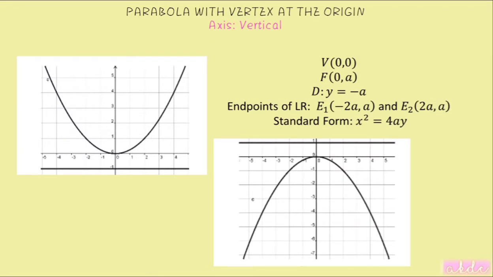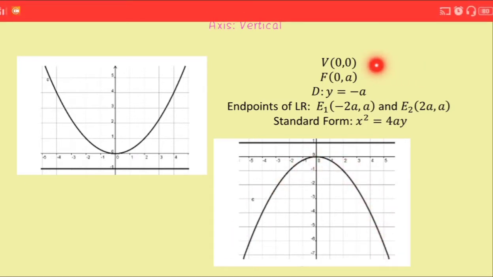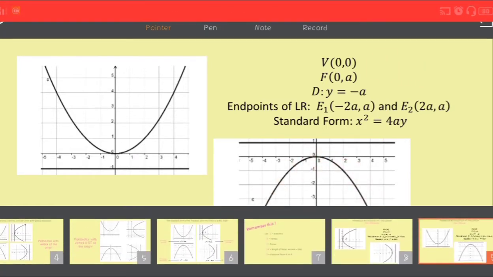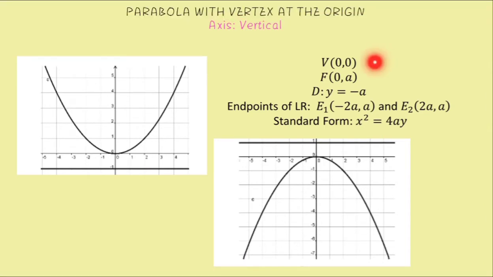If the axis is vertical, or it could be opening upward or downward, this is the pattern. Vertex is at 0, 0. Focus is at 0, a. The directrix is at y equals negative a. The endpoints of the latus rectum are, endpoint 1 at negative 2a, a, and endpoint 2 at 2a, a. And the standard form is given by x squared equals 4ay.